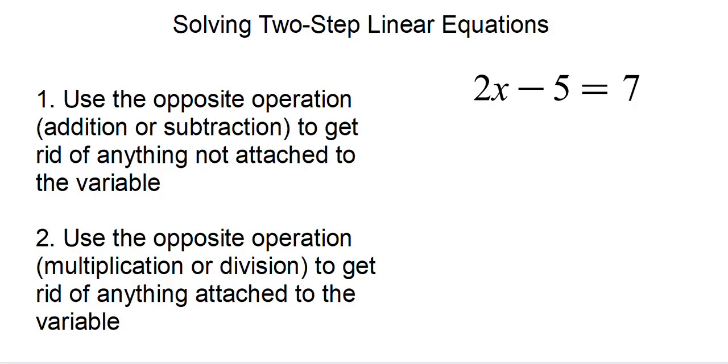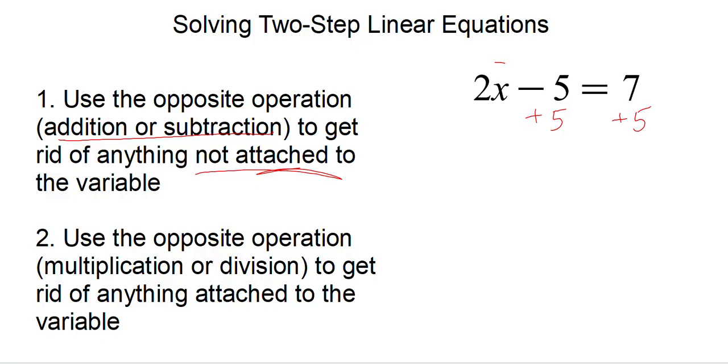So our first step is always to use either addition or subtraction to get rid of the stuff that's not attached to the variable, but still on the same side of the equal sign. So to get rid of a -5, the opposite operation would be to add 5. And as we've talked about in previous problems, when you add 5 to one side, you have to also add 5 to the other side of the equation, right?